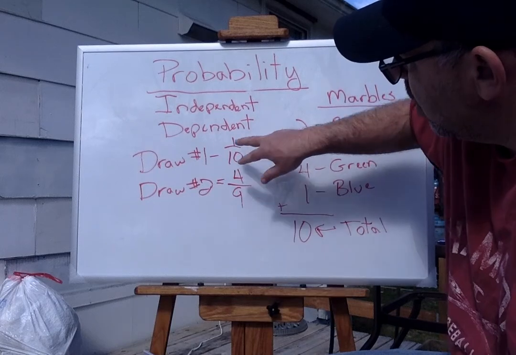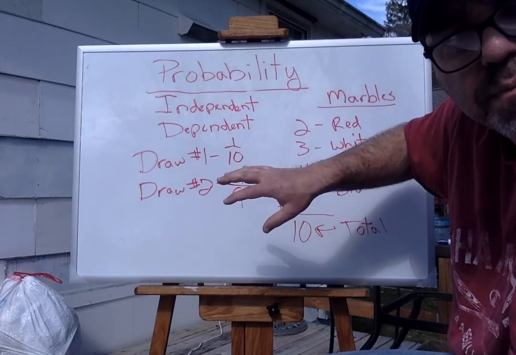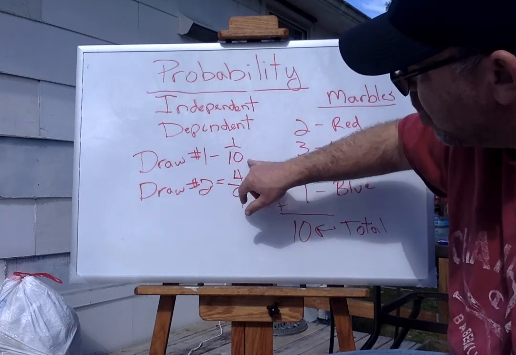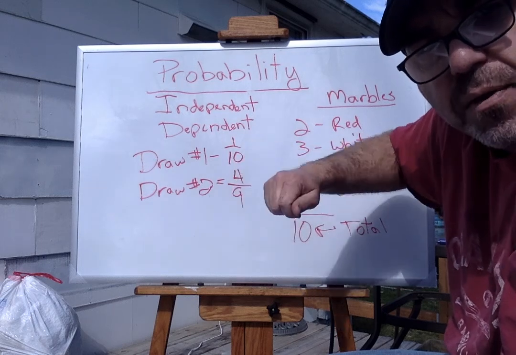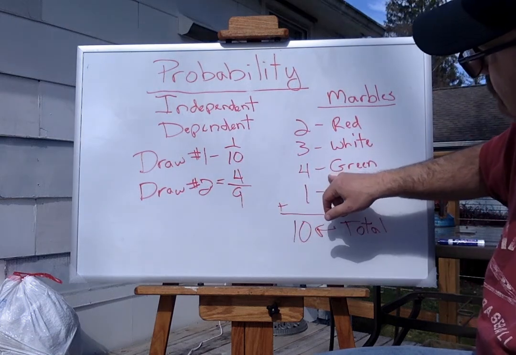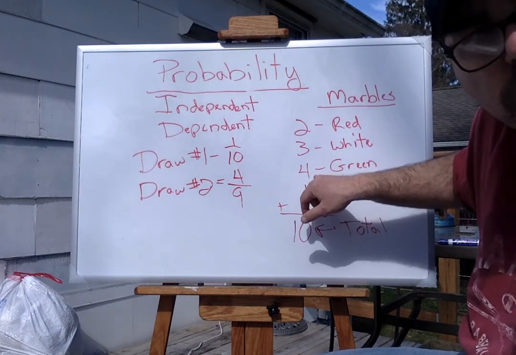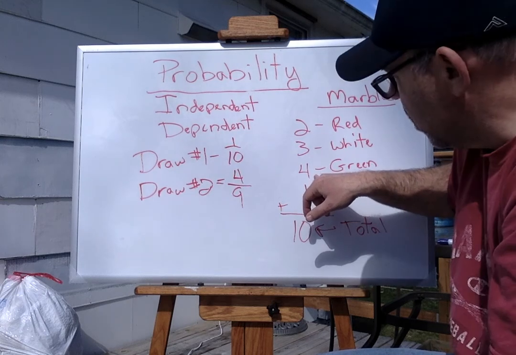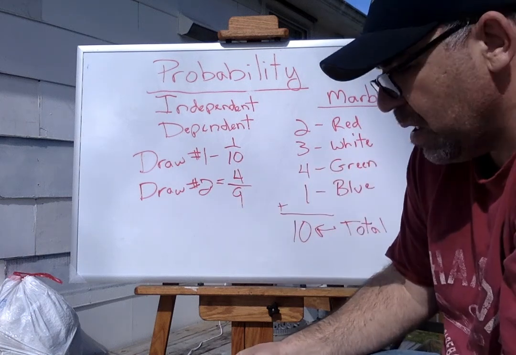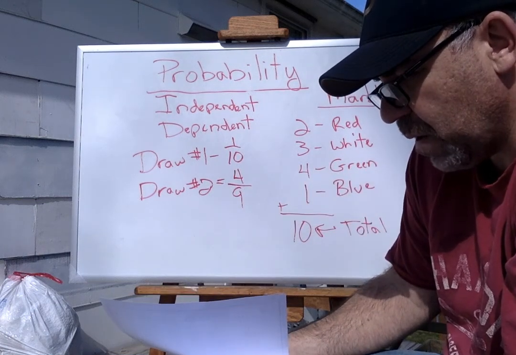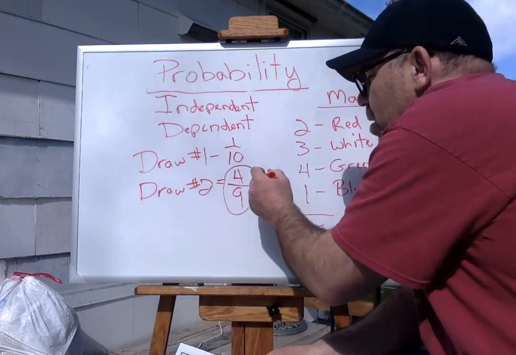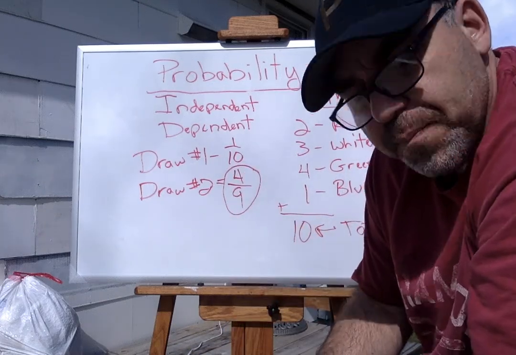Again, on draw 1, all the marbles were in the box. Started fresh, nothing was taken out. On the second draw, we didn't put that blue marble back in the box. So if you counted the number of marbles in the box, there would only be 9 now. But we didn't draw a green marble, we drew a blue marble. So there's still 4 green marbles in the box. So I'm going to say my probability of drawing a green marble is 4 out of 9.